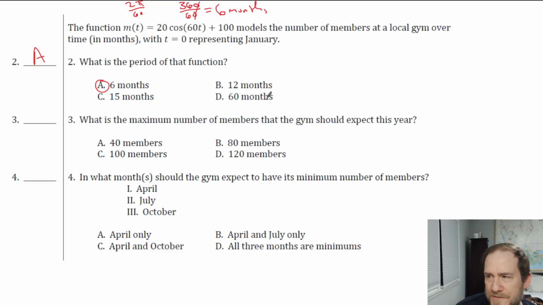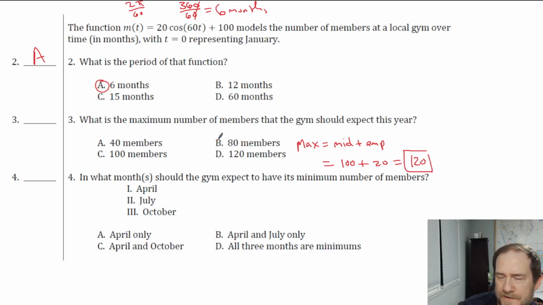Part B says, what's the maximum number of members that the gym should expect? Well, max is going to be midline plus amplitude. And we know the midline comes from our D value, so 100. And we know that from 100 they oscillate up by 20, down by 20. So if I add 20, we can see that our max would be at 120, our min would be down at 80. So 80 is the min, 120 is the max. So choose option D.